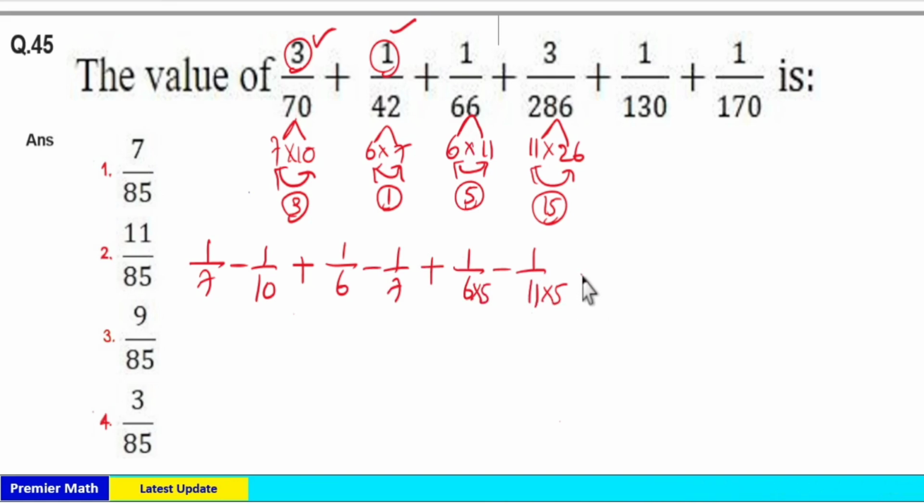Now same way 3 by 286. 11 and 26 in the denominator. So if I write it as 1 by 11 minus 1 by 26, 26 minus 11 is 15 should be in the numerator. But here is only 3. 3 into 5 is 15. So we need 5 here. So multiply denominators with 5.